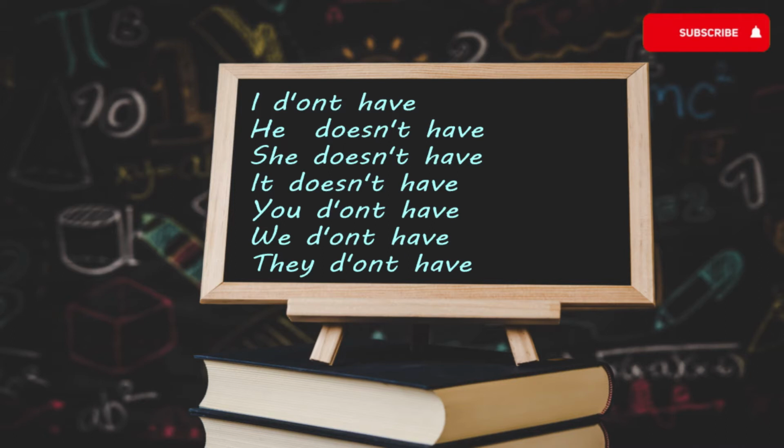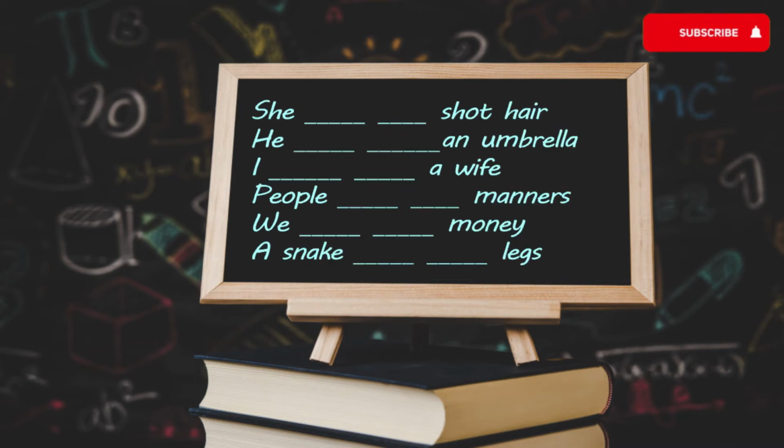Now on the bottom, for you, we, they, it's the same as I. We use don't have. You don't have. We don't have. And they don't have. Okay, let's move on to some more practice.